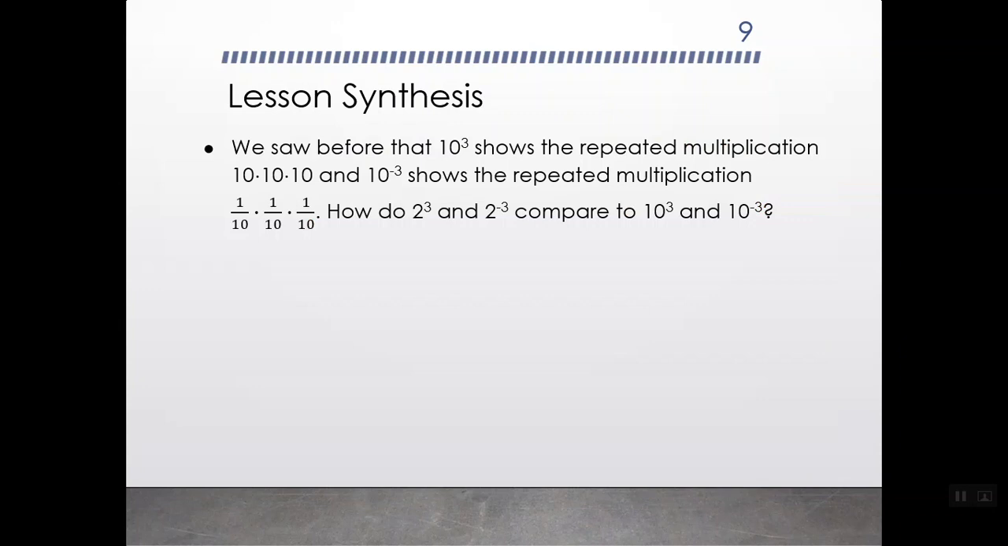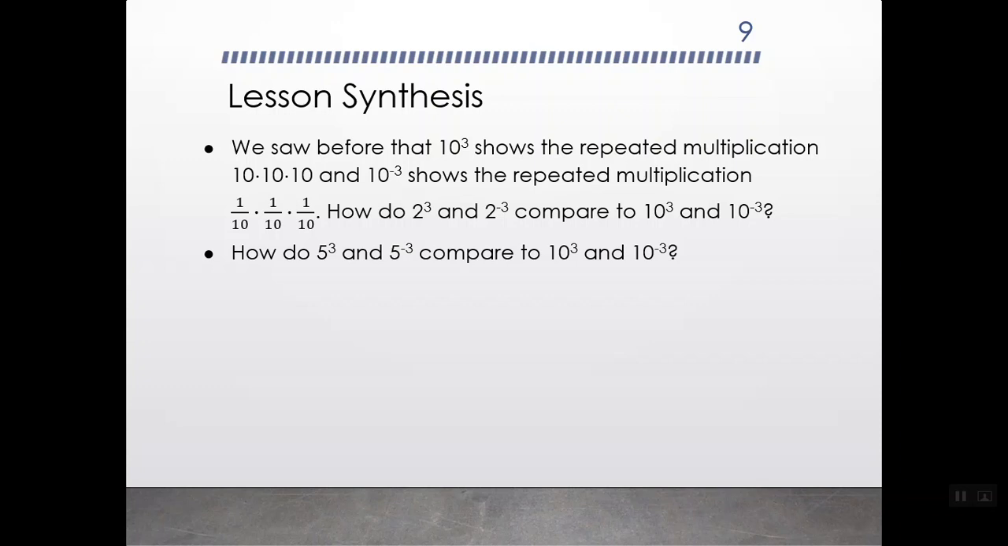So for our synthesis, we saw before that 10 to the 3rd shows repeated multiplication, 10 times 10 times 10. 10 to the negative 3rd also shows repeated multiplication, 1/10 times 1/10 times 1/10. So the question is, how do 2 to the 3rd and 2 to the negative 3rd compare? Well, 2 to the 3rd would be multiplying by 2 3 times. 2 to the negative 3rd would be multiplying by 1/2 3 times.